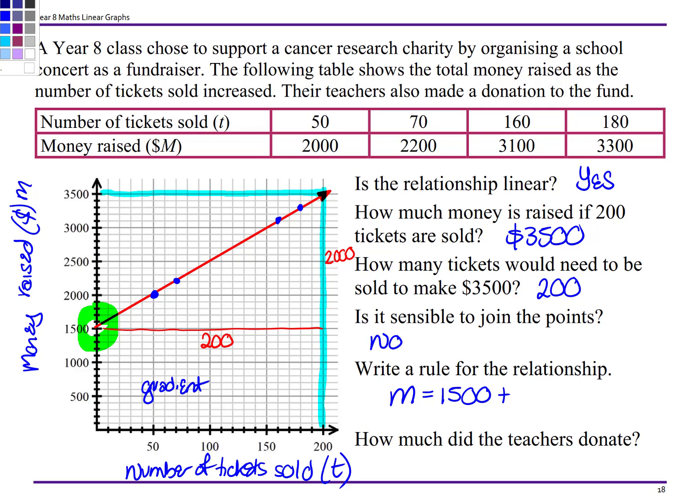Okay, so our gradient is rise over run, which is 2,000 over 200, which is 10. So this is going to be, for every increase in X, I get 10 of Y. So it's 10 lots of T. How much do the teachers donate? Well, the teachers gave a fixed amount. That has to be that $1,500 because that was our initial amount.